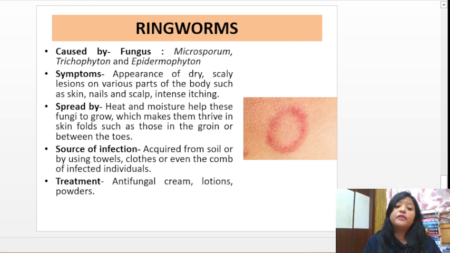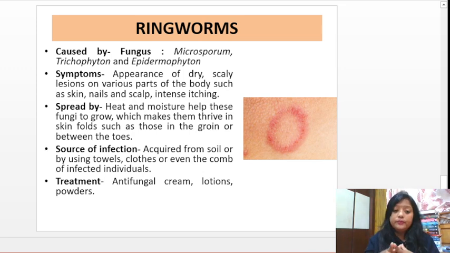Next is ringworm. Ringworm is a very, very common disease occurring in humans. You can see reddish, round marks on your body. Ringworm is caused by fungi known as Microsporum, Trichophyton and Epidermophyton. These are some of the fungi which cause ringworm. So how does it look? You will see dry, scaly skin with lesions, which means round-like structures, in various parts of the body. It will cause too much itching in that part.